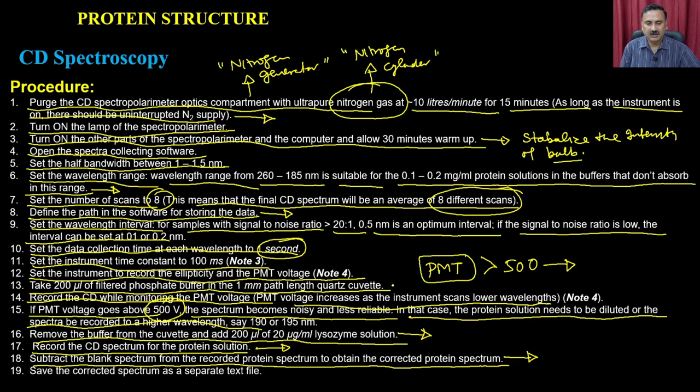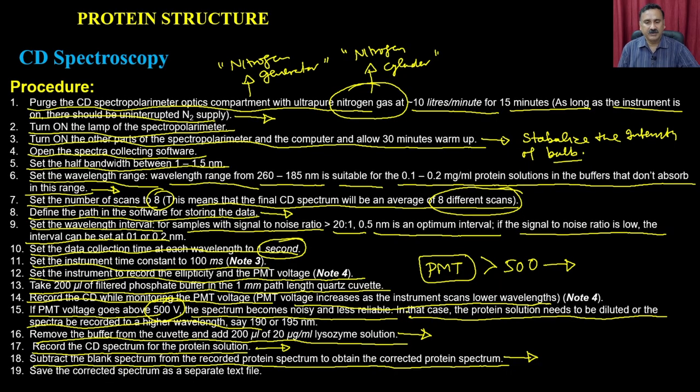So in step one, we first collected the spectra for the buffer, that will be the blank spectra, and then in step two, we collected the spectra for the protein, so that is the protein spectra. Then you have to subtract the buffer spectra from the protein spectra, and that is going to give you the corrected protein spectra. Then you save the corrected protein spectra as a text file, so that you are able to use that in the next step for analysis.